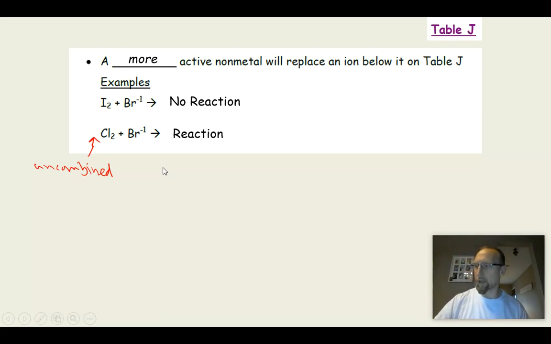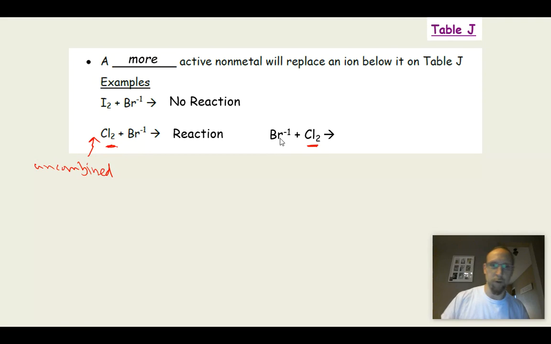And again, you remember, this is addition. Addition is commutative. So it doesn't matter which way these reactants appear, who's first. You just always want to compare the uncombined element to the ion. So this and this are the same thing, right? Chlorine plus bromine and bromine plus chlorine are the same thing. That's like 2 plus 3 or 3 plus 2. Doesn't matter. They both equal 5.